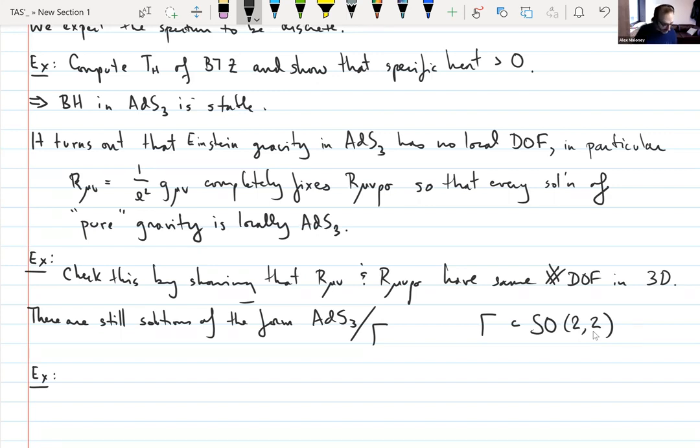The simplest case is one where you just quotient by a translation along a single Killing vector. Okay. And so as an exercise, show that BTZ is AdS3, that is to say global AdS3 mod Z. Okay. I'll give you a hint.